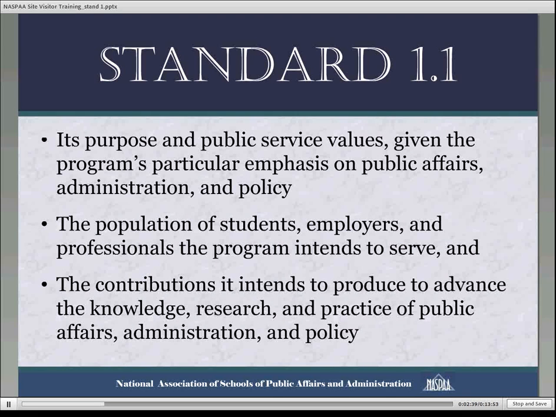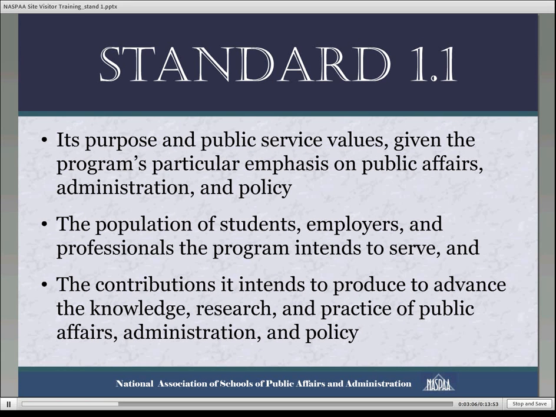So it has various elements. Certainly, one of the most important that you look for are the purpose of the program and the public service values, what the faculty and institution of which it's a part puts great emphasis on. So you're looking for a program that sort of understands itself and knows what it's about, what its emphasis is.